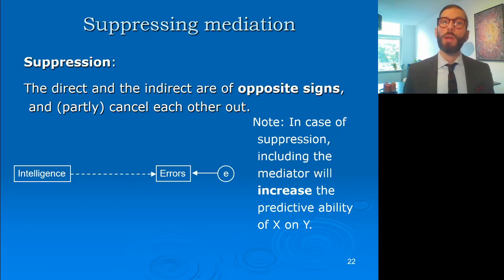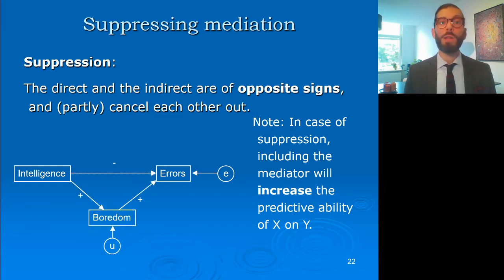Let me first get into that concept of suppressing mediation a little bit more though. Suppression occurs when the direct and the indirect effects are of opposing signs and therefore partially cancel each other out. For example, you might expect that intelligence predicts the number of errors that people make on a test for this course. But let's say we collect data on students' intelligence and the number of errors they make on the course, and we find no significant relationship. Interesting, it's not in line with theory. But let's say that we collected data on a third variable, boredom.